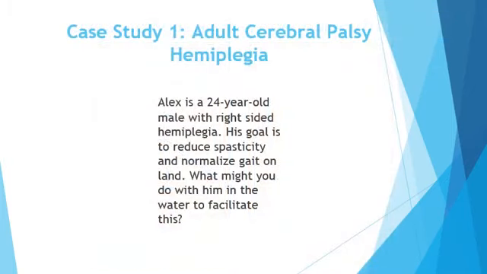Alex is a 24-year-old male with right-sided hemiplegia. His goal is to reduce spasticity and normalize gait on land. What might you do with him in the water to facilitate this? Pause to decide what you might do with him in the water.